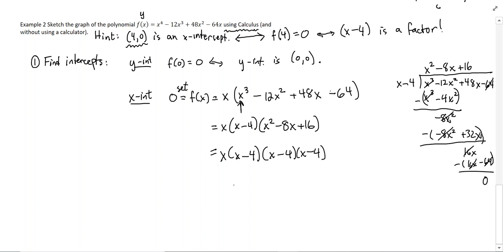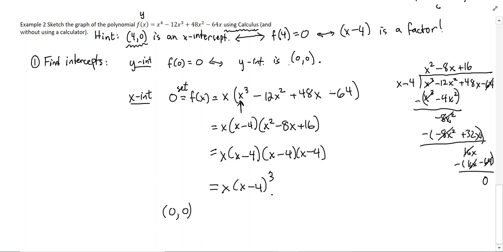So we get this factorization, which I'll write more compactly as x times x minus 4 to the third power. From this we see now that there are two x-intercepts, and I'll go ahead and write them down by reading off the data from this equation. One of them is (0, 0).